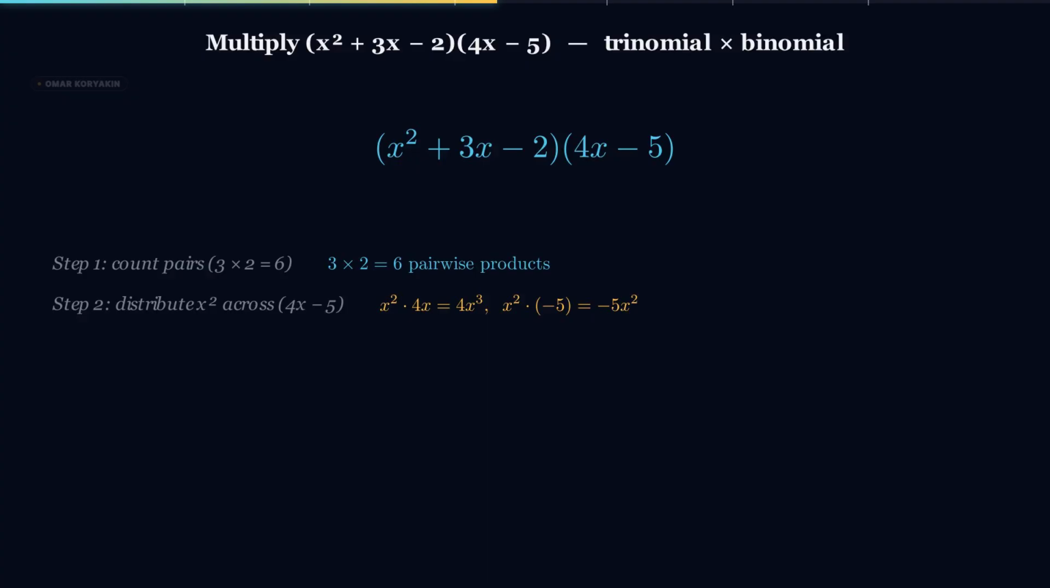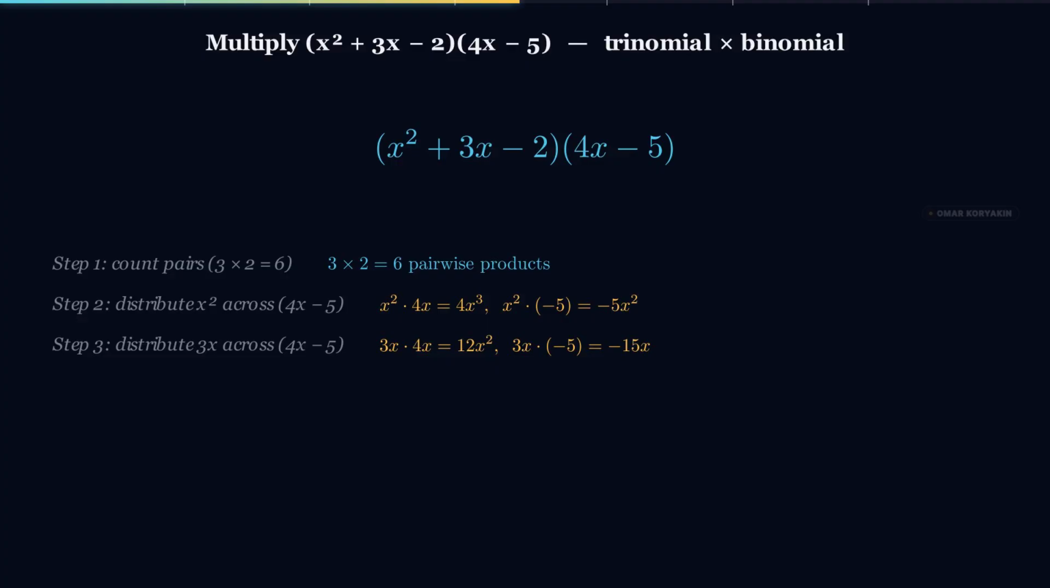x squared times 4x equals 4x cubed. x squared times negative 5 equals negative 5x squared. 3x times 4x equals 12x squared. 3x times negative 5 equals negative 15x. Negative 2 times 4x equals negative 8x. Negative 2 times negative 5 equals positive 10. Step 3. Sum the 6 products.